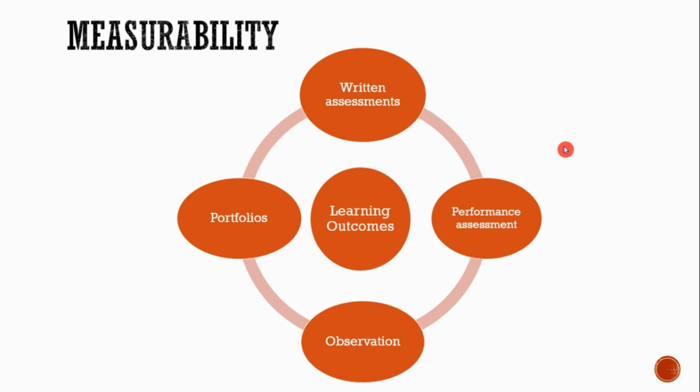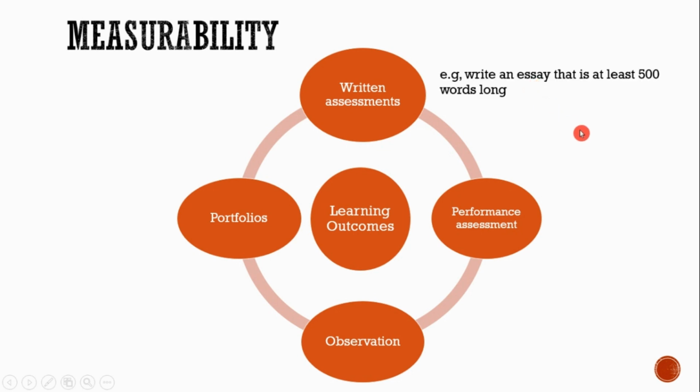When I talk about measurability of learning outcomes, there are different methods of assessment that you can use. One is written assessments. You also have performance assessment. You can as well consider observation as part of assessment and how to measure the learning outcome. And the other one is portfolio. So if you look at this mind map, you're able to see different methods of measurability of our learning outcomes.